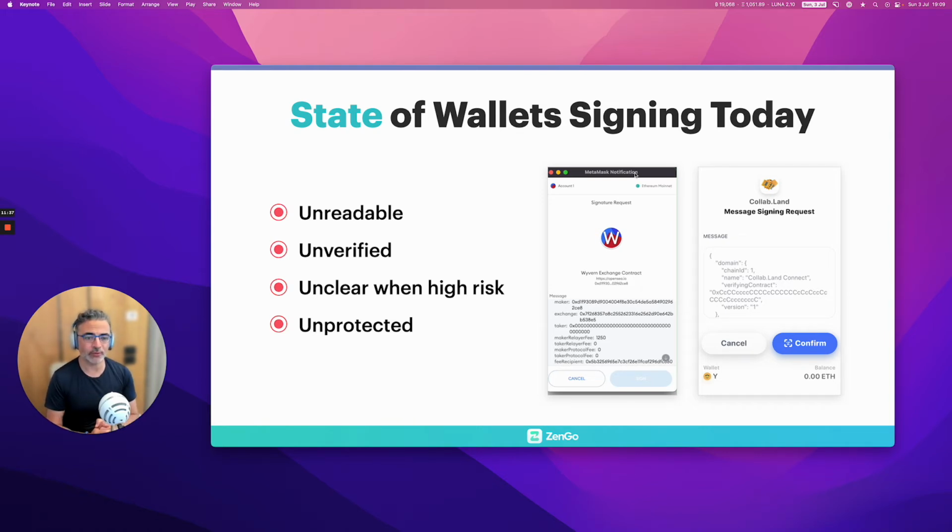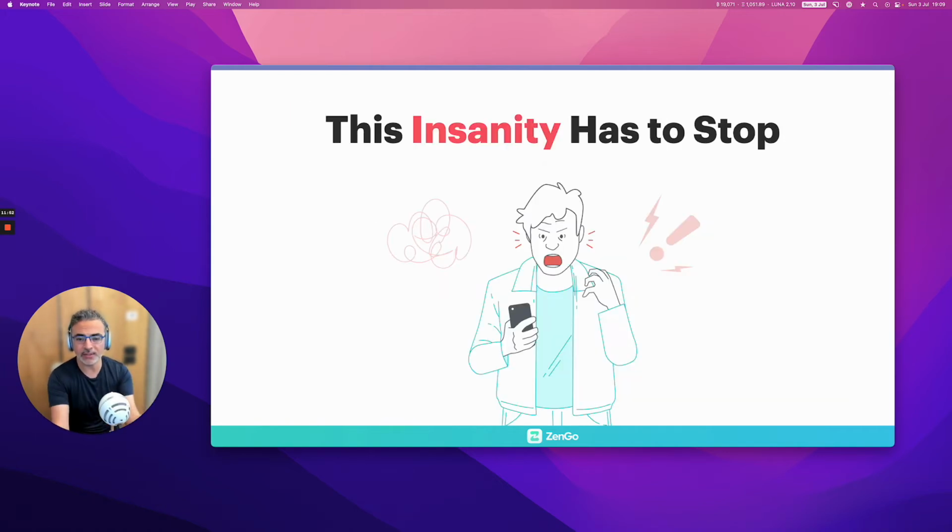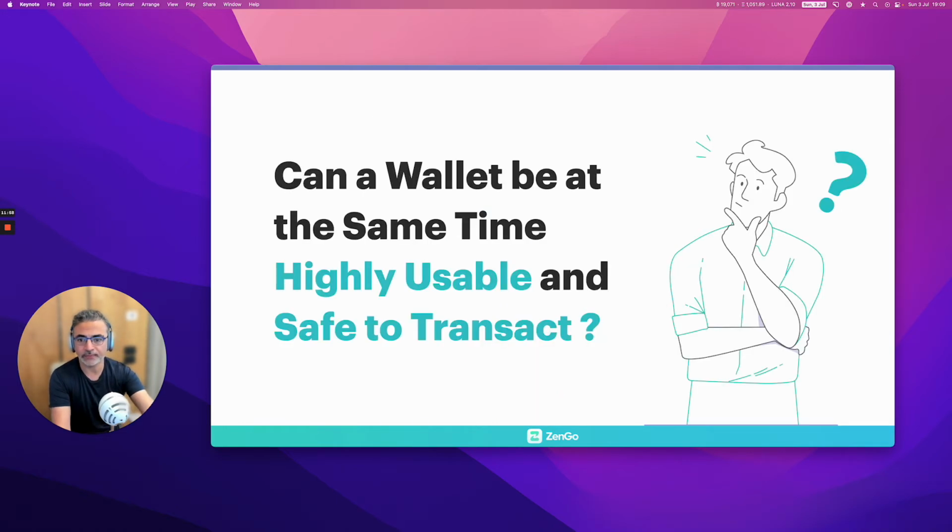You might need to have a PhD in computer science, and not even that. On the mobile it's even worse. It's unreadable, it's unverified, it's unclear if there is a risk, and more importantly, it's unprotected. So this insanity has to stop, and we thought that we could stop it and we could change that today.